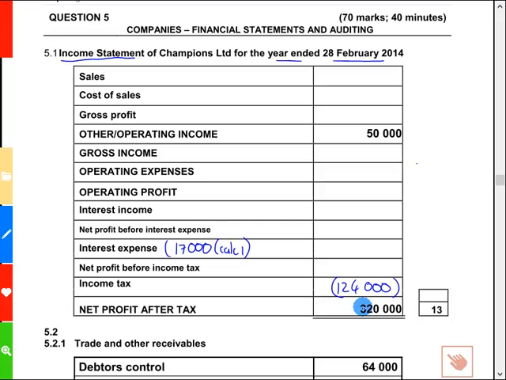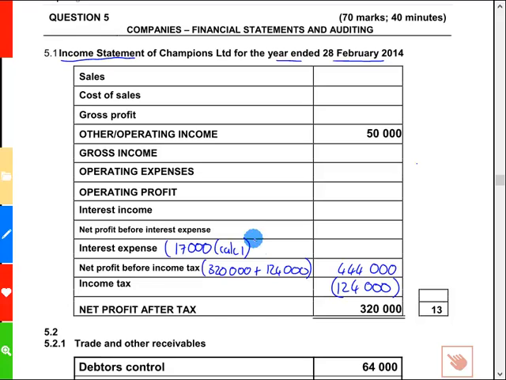If our net profit after tax is 320, and our income tax is 124, what is my net profit before the income tax? I simply have to add this back. So I can say 320 plus 124, and that's going to give me 444,000. Okay, don't do those abbreviations. So let's just do this: 320,000 plus 124,000. Show your calculations.